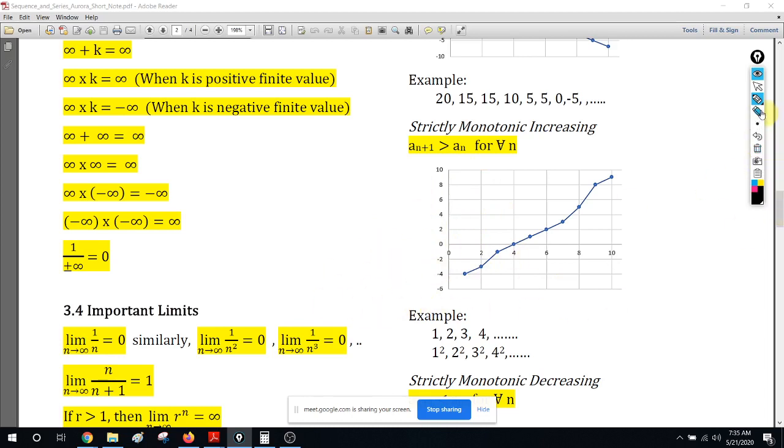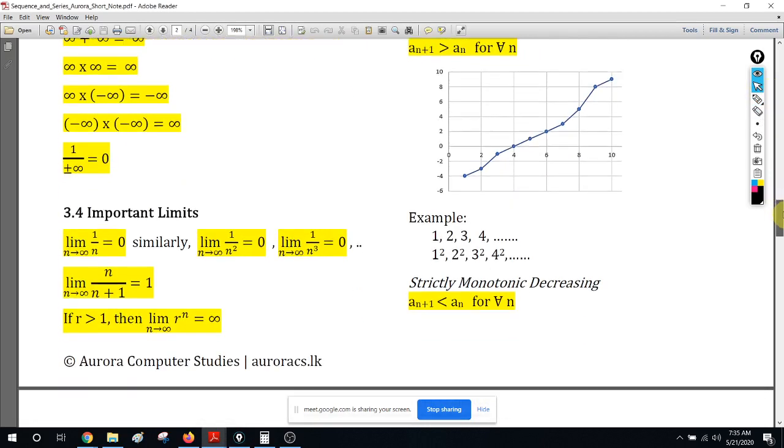Right. So then some important limits that you have to remember. This subject is connected to the calculus also, right? The calculus will come in the world. So obviously we discussed this, right? Again, when n tends to infinity, 1 over n is 0. Similarly, 1 over n squared, 1 over n cubed. So that is common sense, right?